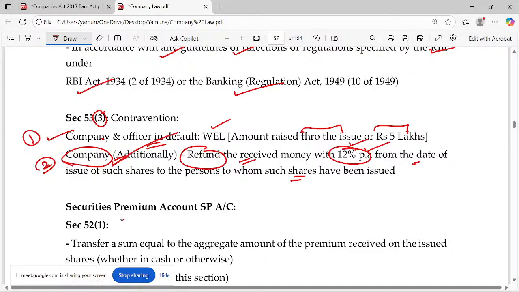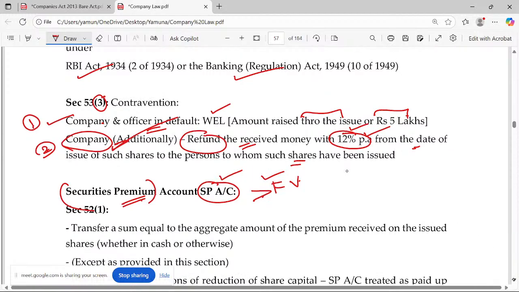Next heading, securities premium account. Any single penny amount greater or above the face value is what you call the premium collected on shares, and that has to be deposited in a separate account called the SP account, in short called the securities premium account. It follows from section 52.